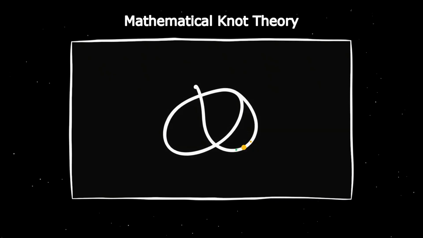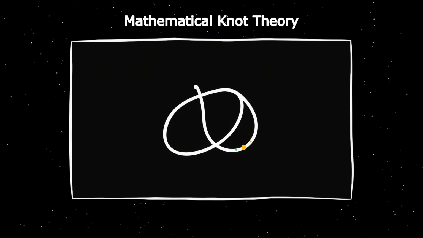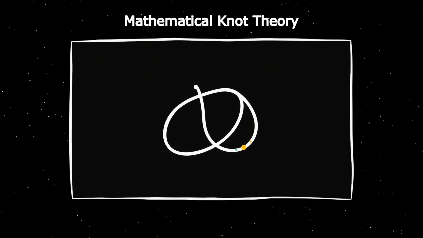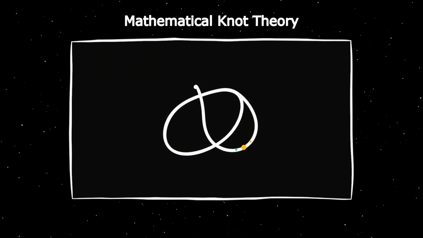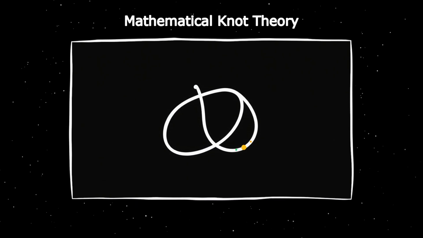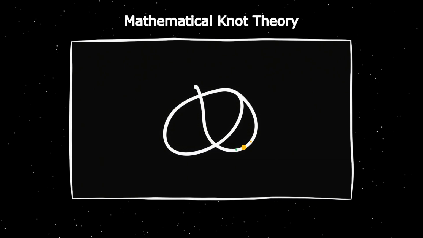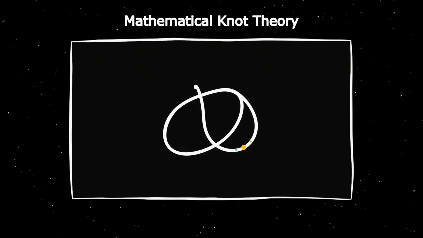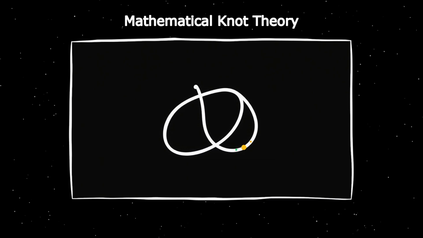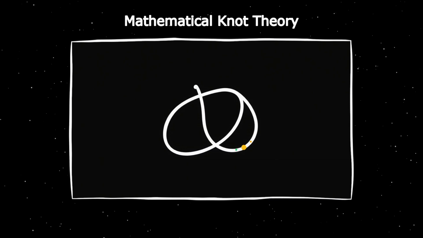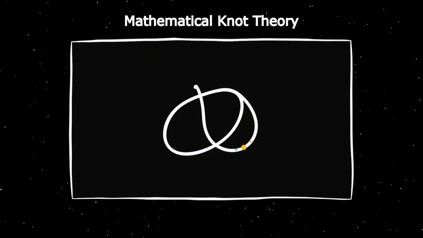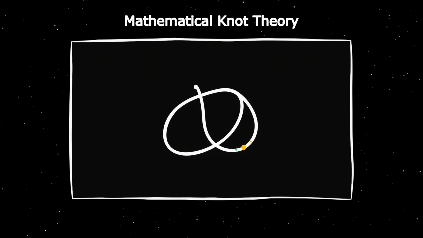Mathematical knot theory is a fascinating area of study that delves into the properties and structures of knots in a systematic and theoretical way. At its core, knot theory examines how loops can be intertwined, tangled, or tied, and how these configurations can be described mathematically. You might wonder why the concept of knots, something so commonplace in everyday life, has intrigued mathematicians and scientists alike.